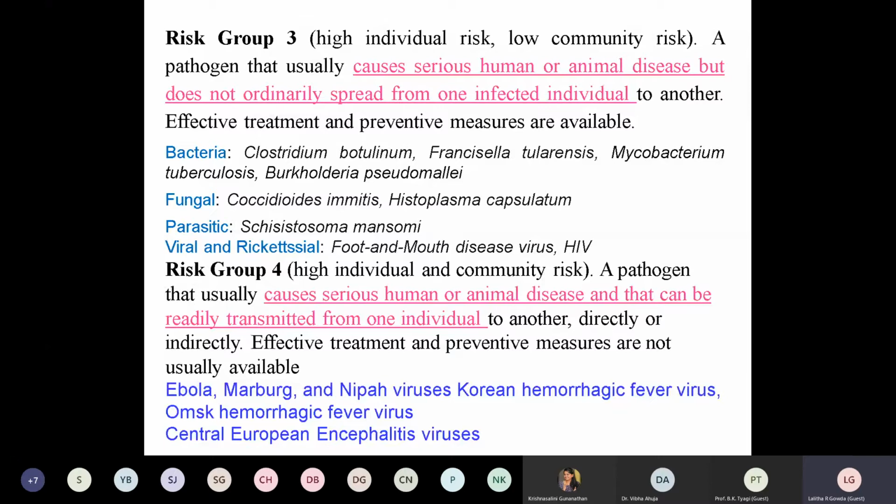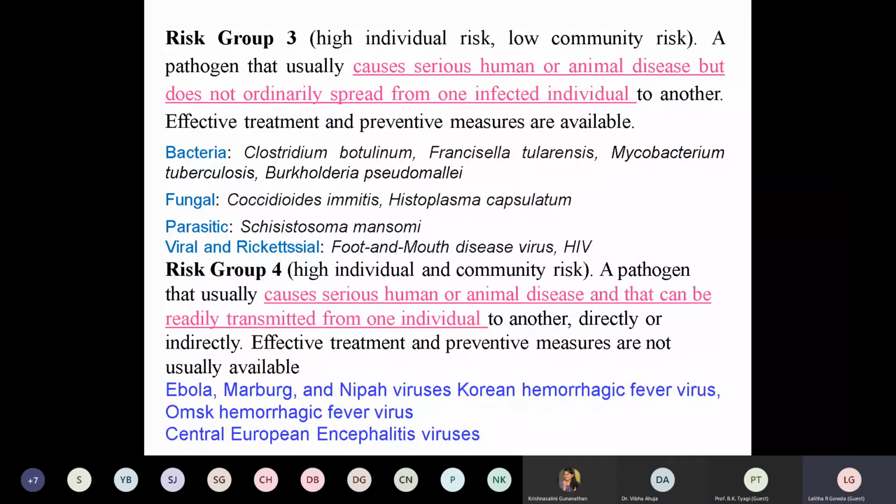Among these, you will see one of these organisms, Francisella tularensis, is one of the most commonly acquired laboratory infections across the globe. Of course, Clostridium botulinum, we look at it in canned foods, which is a nerve toxin. And you also have foot and mouth. Risk 4 is the very high individual and community risk for which currently no treatment is known, such as the Ebola virus, the Nipah virus, or the encephalitis virus. Although it was explained to you, I thought you should know a few examples of these.